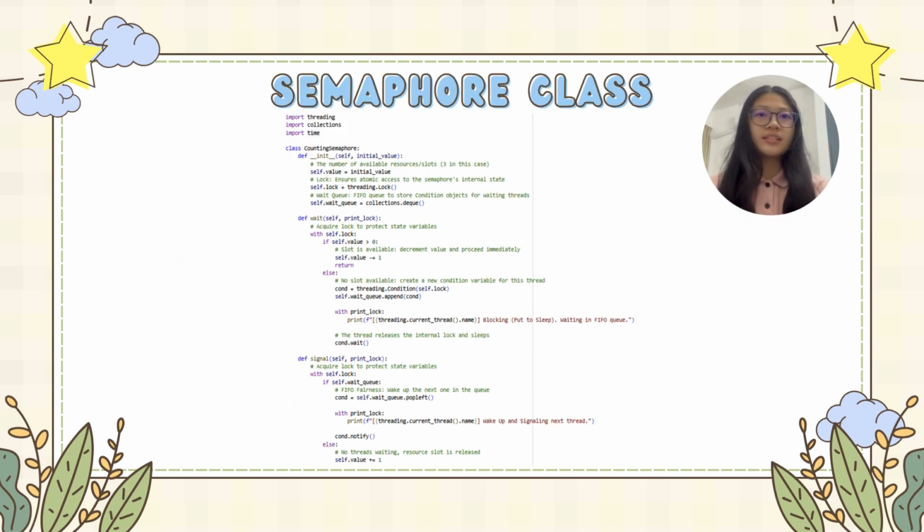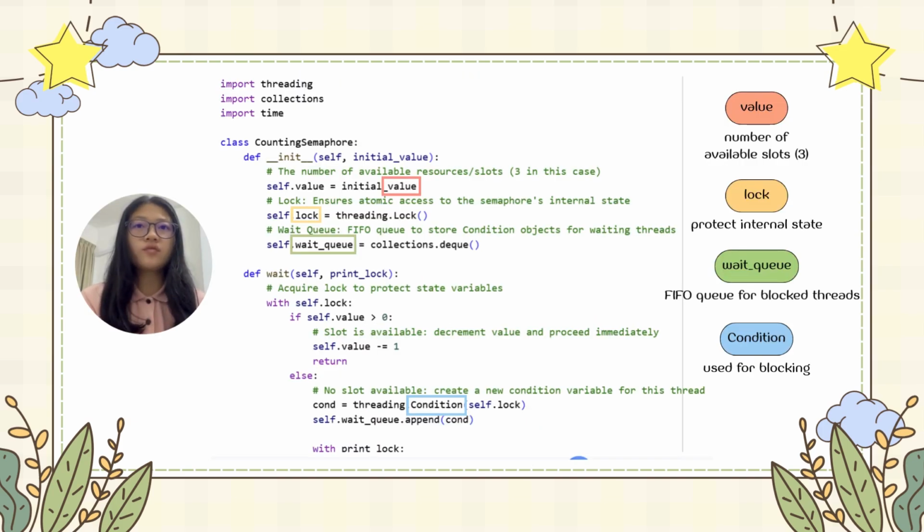This screenshot shows the counting semaphore class. The semaphore maintains a counter, a mutual exclusion lock, and a first-in, first-out waiting queue to control access to shared resources. The semaphore is initialized with a value of 3, meaning up to 3 threads can access the shared resource concurrently. A lock protects the internal state, and the first-in, first-out queue stores waiting threads to ensure fairness. In addition, a condition is used to block and wait threads when resources are unavailable.